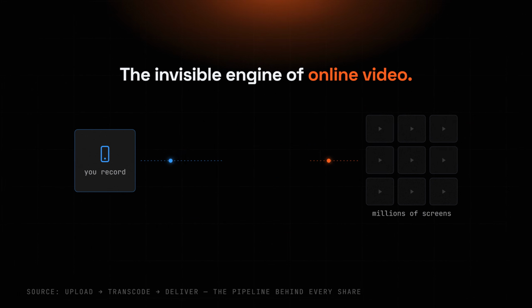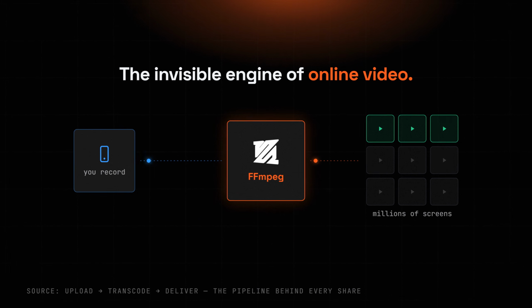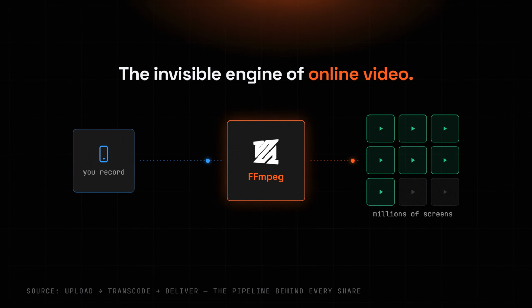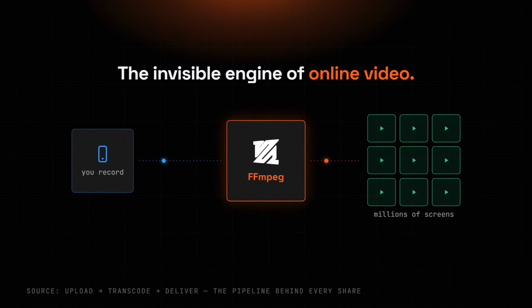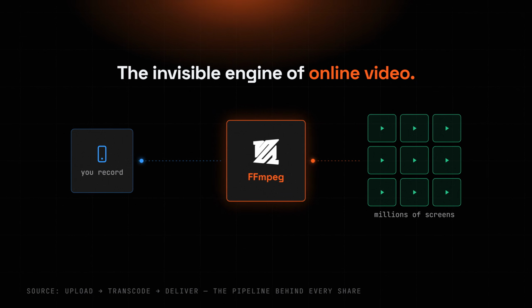Here's what actually happens. You record a moment, you hit upload, and somewhere a program takes your raw footage, repacks it into a tighter, smarter form, and beams a clean copy out to millions of screens. That program is the invisible engine of online video.